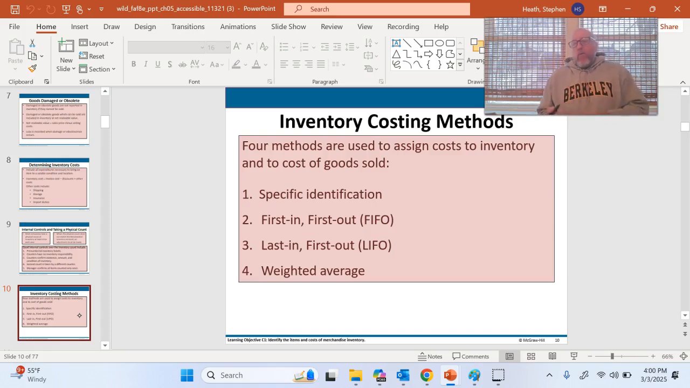So we're going to quantify the cost of our inventory and then assign costs to goods that we are selling based on four methods: specific identification, first in, first out, last in, first out, and weighted average. And for the most part, that stuff sounds a little confusing.